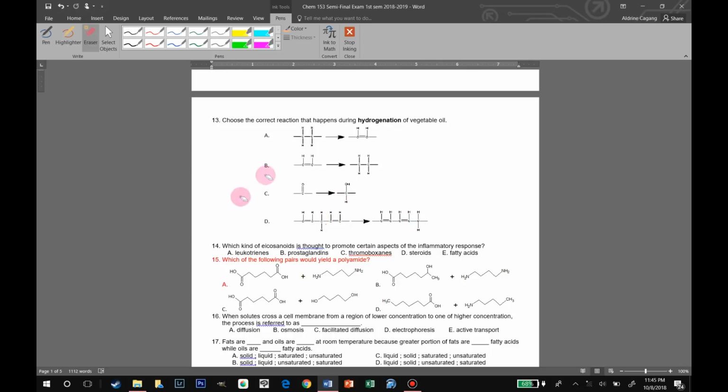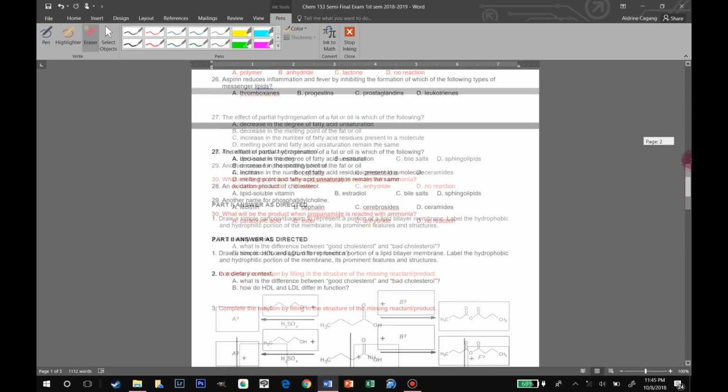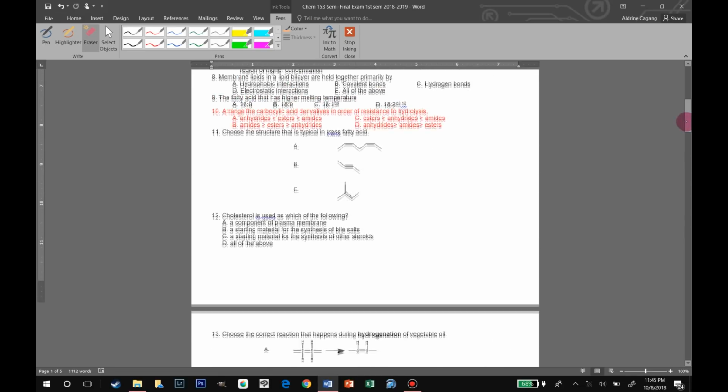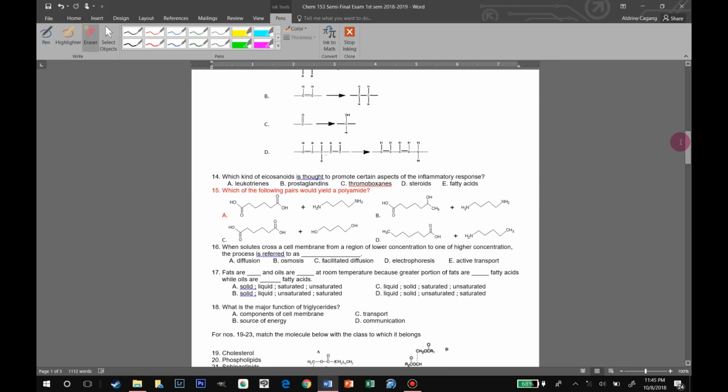Okay, number 14. Ooh, still have a long way to go. Number 14. Which kind of eicosanoids is thought to promote certain aspects of the inflammatory response? You have A, leukotrienes, B, prostaglandins, C, thromboxanes, D, steroids, E, fatty acids.